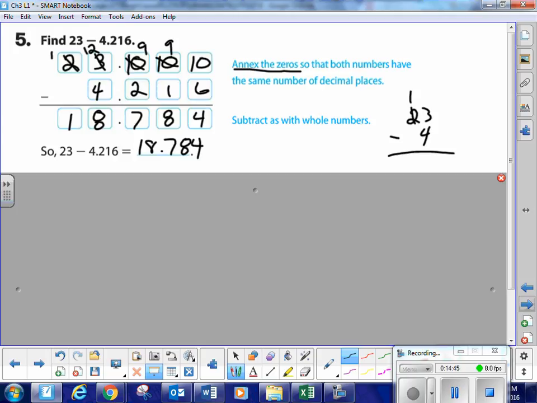We don't need to be too technical at this point in time. Okay? You have to regroup. And 13 minus 4 is 9. Bring down the 1. And 18.748 is approximately 19. Excellent. That is checking for reasonableness.